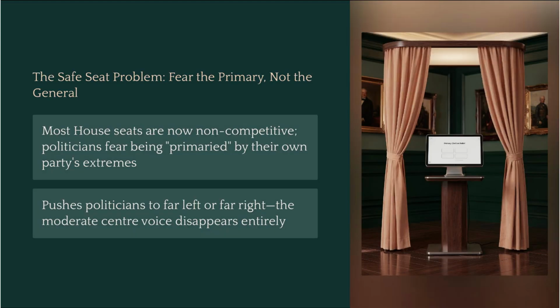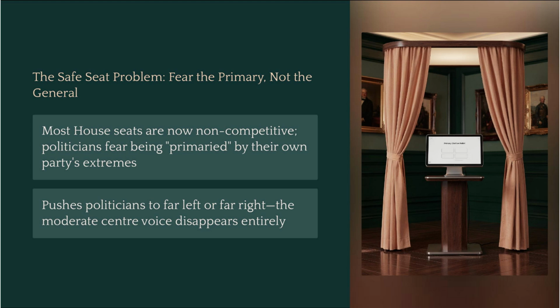The most toxic result of gerrymandering isn't just who wins, it's how they act. It creates the safe seat problem. Today, most House seats are non-competitive in general elections. The district is drawn to be so red or so blue that the other party has zero chance. This means the politician doesn't fear the general election voters.